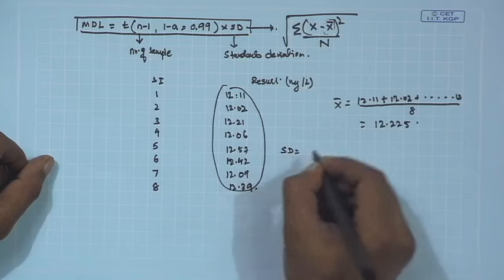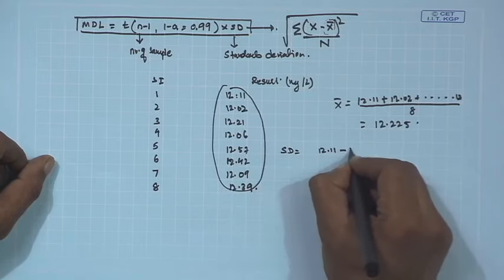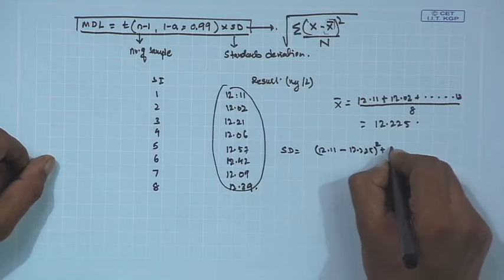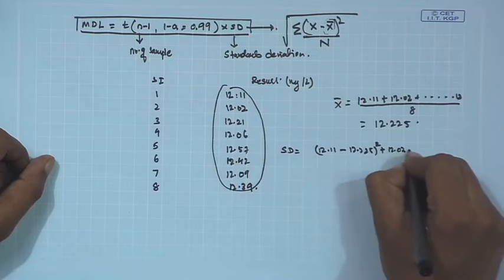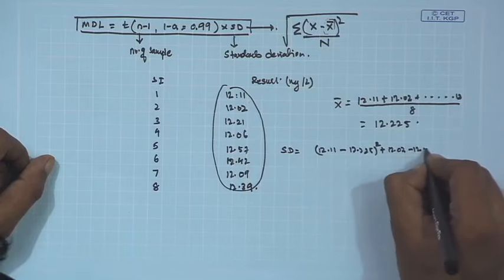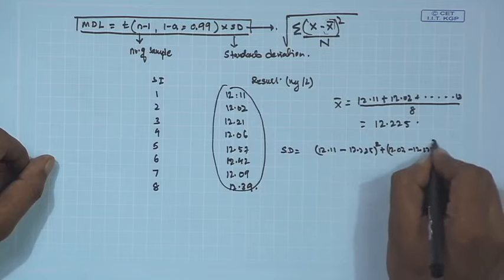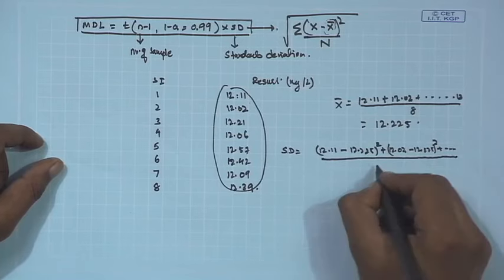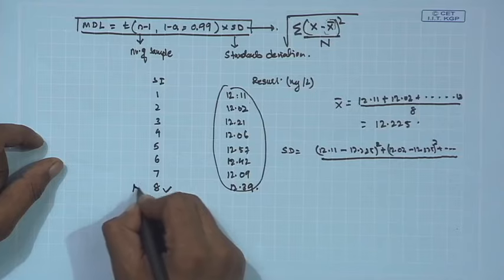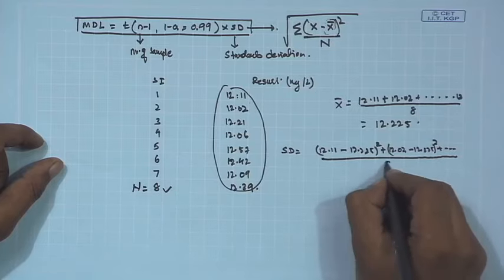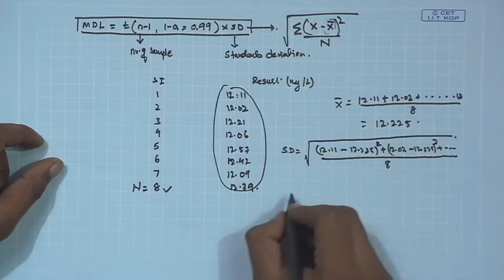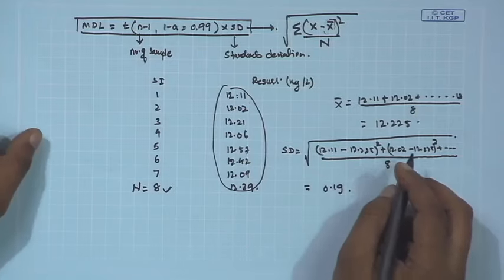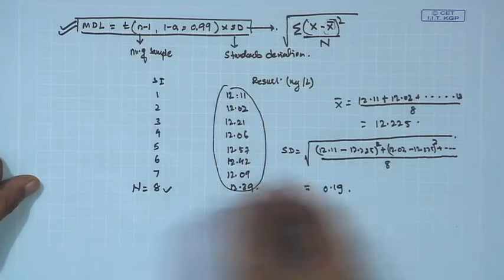So, SD is equal to the square root of: (12.11 minus 12.225) squared plus the second value, (12.02 minus 12.225) squared, likewise up to the last, divided by n. Here n is 8, the total number of samples, and we take the square root of the whole. This will give us 0.19. So, we will put this value in our first formula.